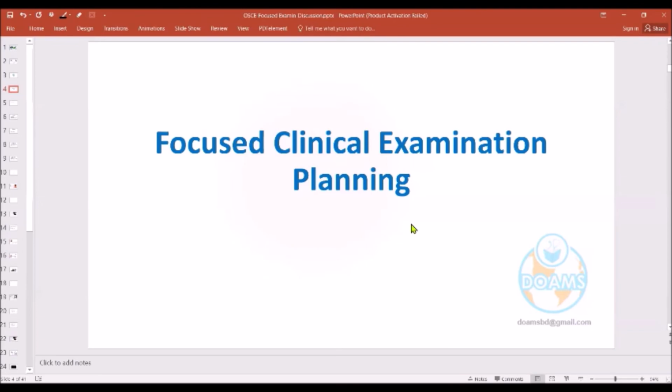But here the word is not like that. Here it is the focused clinical examination. Another word is targeted clinical examination. How to select the target? That is our plan today to discuss.